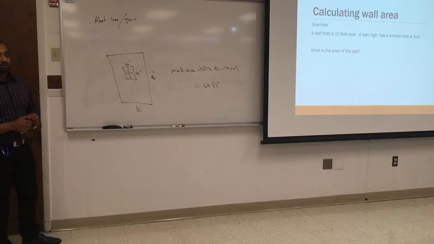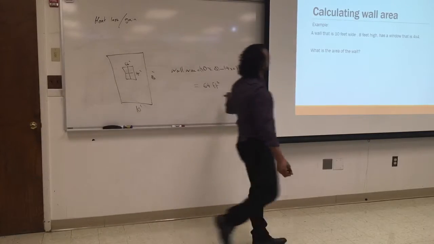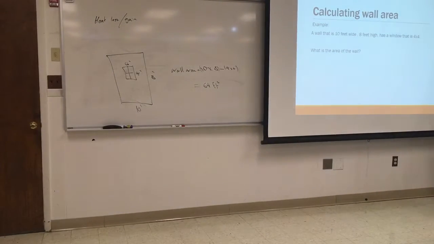So then I will go and find the heat loss for that wall. I have the area. I'm going to find the U from the book and delta T, and I get the heat loss from the wall.